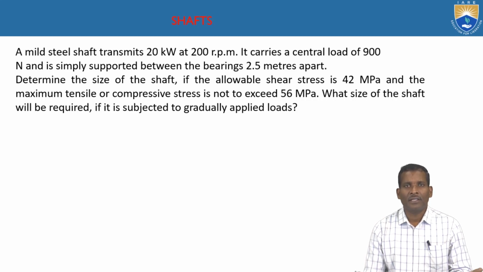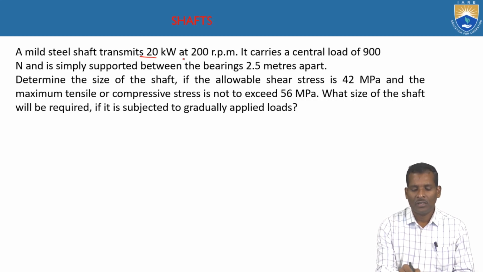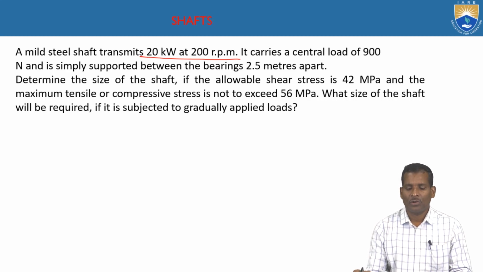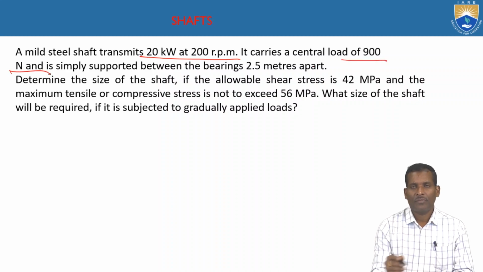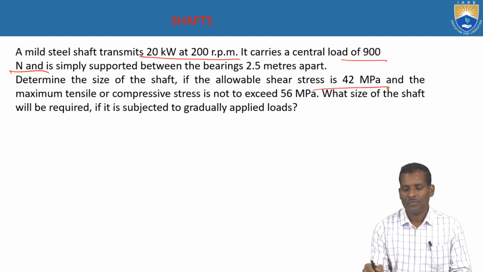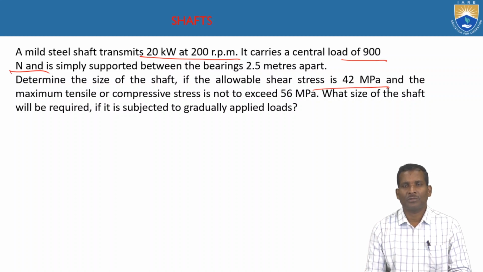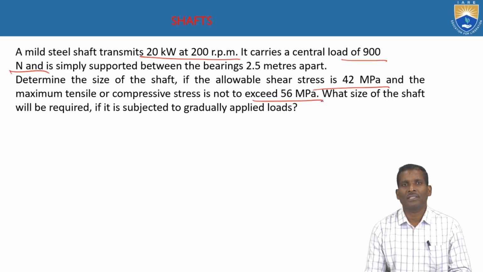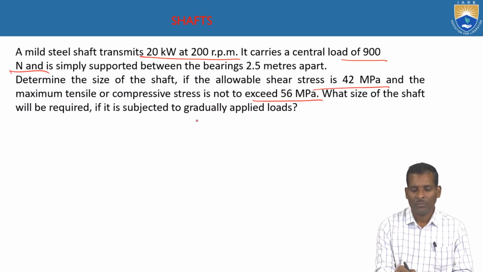See, a mild steel shaft transmits 20 kilowatts at 200 rpm. It carries a center load of 900 newtons. It is simply supported between the bearings 2.5 meters apart. Determine the size of the shaft, if the allowable shear stress is 42 megapascal and the maximum tensile or compressive stress is not to exceed 56 megapascal. So what size of the shaft will be required if it is subjected to gradually applied loads?